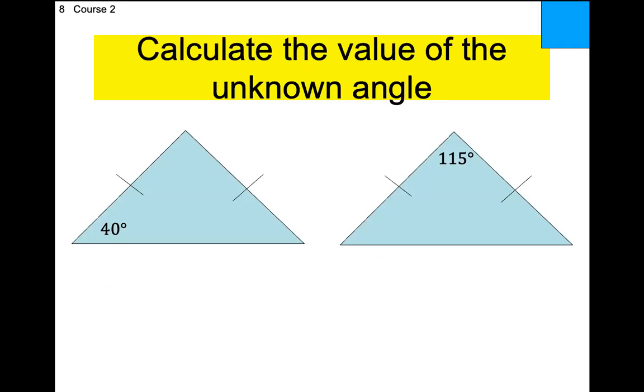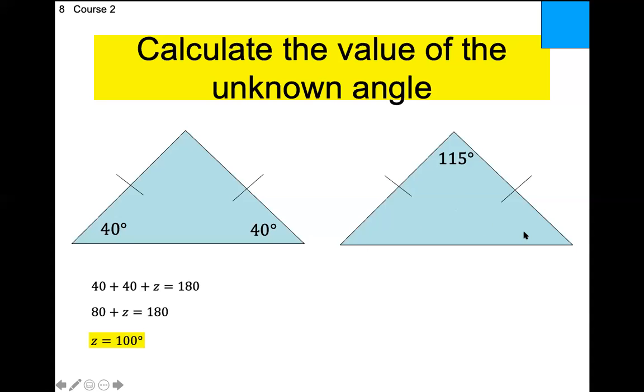Okay, we better do one. All right, so here we go. I'm given that this one is 40. If this one is 40, this one is 40. Therefore, to solve for the other one, we add these two and we subtract from 180. So the third angle is 100 degrees. Very good.